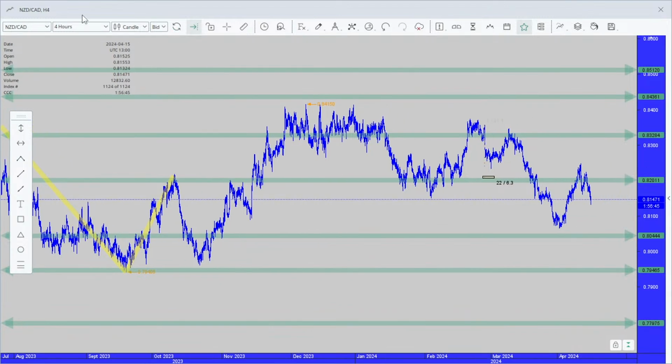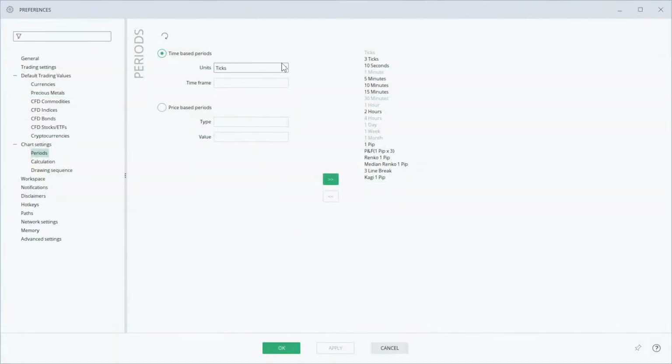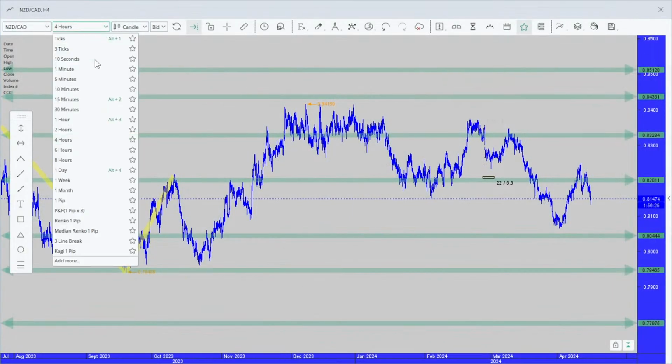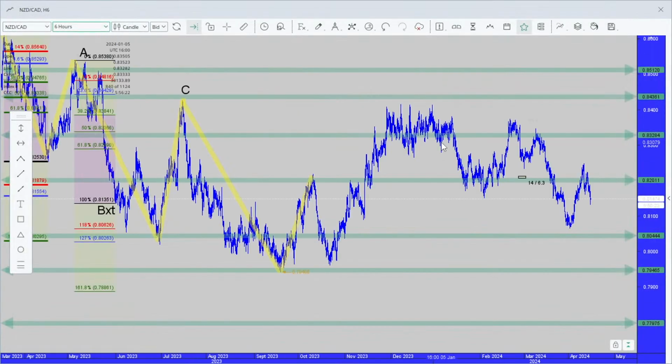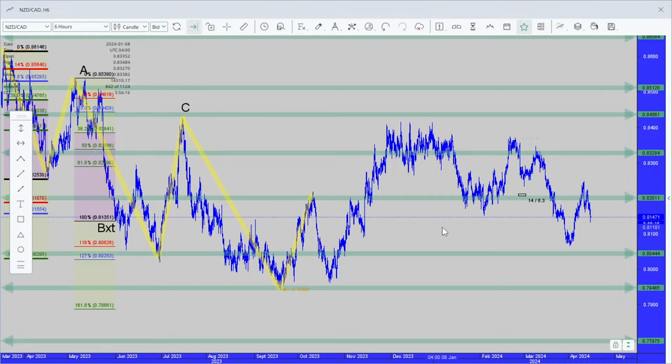So I'm going to jump on the 8-hour, which I don't have. I'm going to add more. Give me a second. 6 hours, 8 hours. Why not, right? Apply. All right, so to have a visual, let's go to 6 hours maybe. ABC. Now you can see the Fibonacci, everybody.